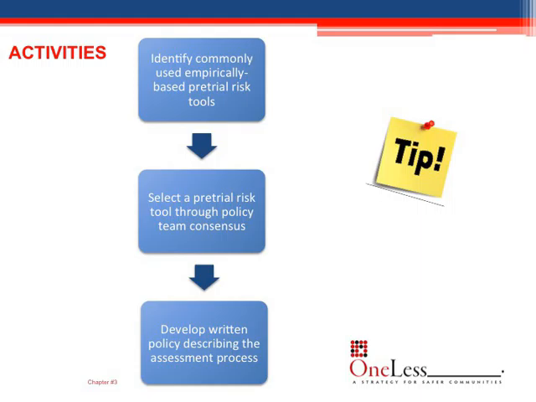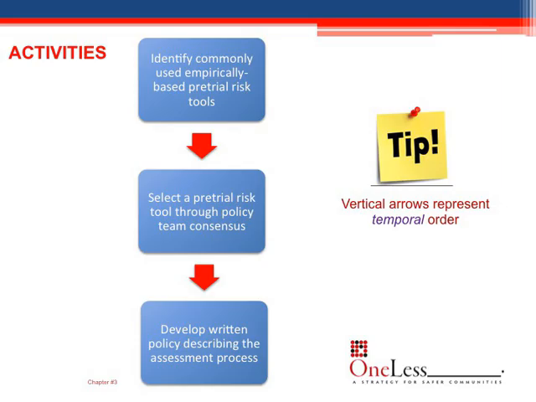Now here's another tip. Use arrows to show the progression of activities and their relationship to one another. For example, on this side, the first activity is to identify commonly used empirically based pretrial risk tools. The second activity is to select a pretrial risk tool through policy team consensus. The third activity is to develop written policy describing the assessment process. Vertical arrows represent temporal order. Basically, that just means that one element follows another in sequence, or that one cannot be done until the other is done.